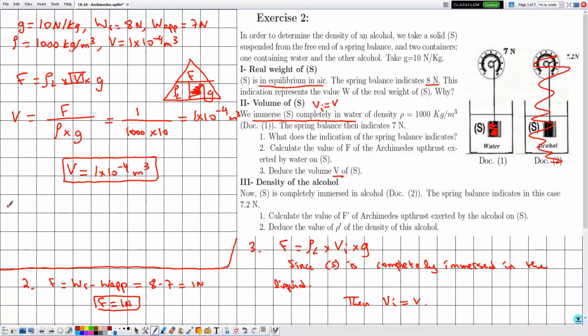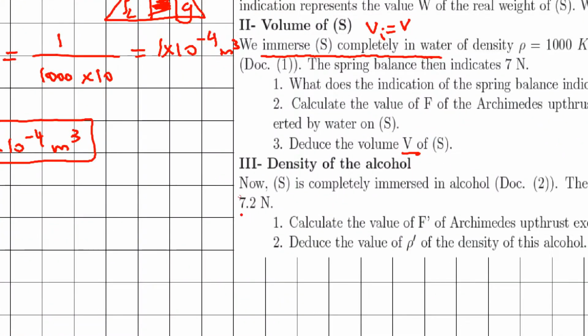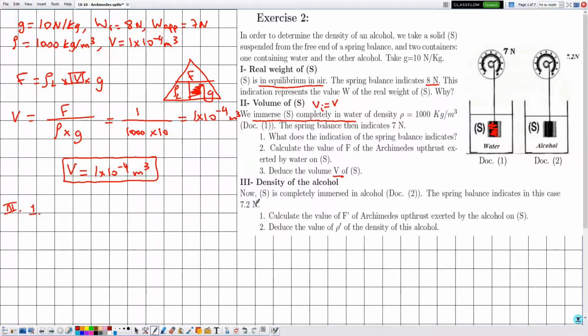Now part 3. Now S is completely immersed in alcohol, document 2, so they mentioned document 2, now we are allowed to use it. The spring balance indicates in this case 7.2 newtons. So what does 7.2 newtons represent? It represents the apparent weight. So here we have two apparent weights. Let me write that W apparent prime is equal to 7.2 newtons.